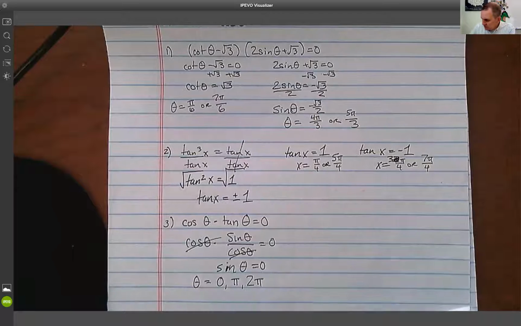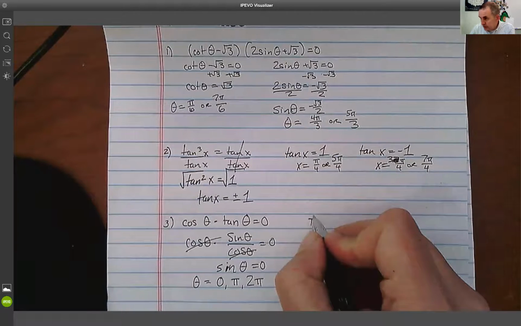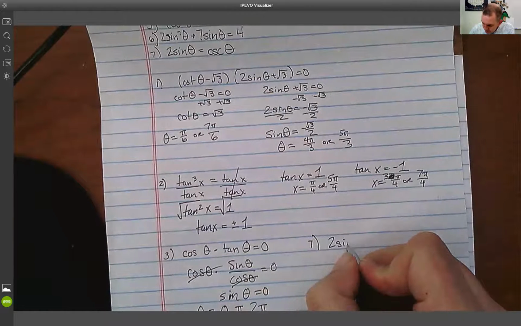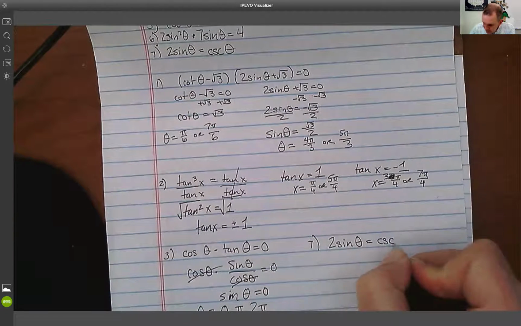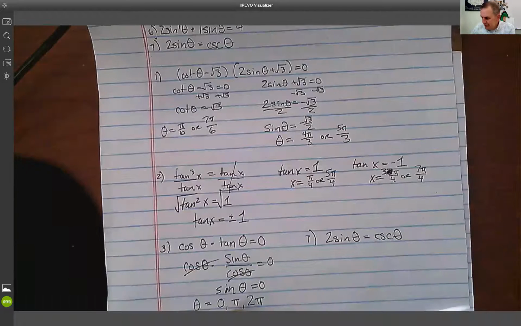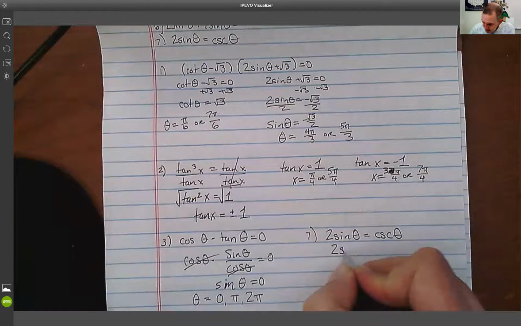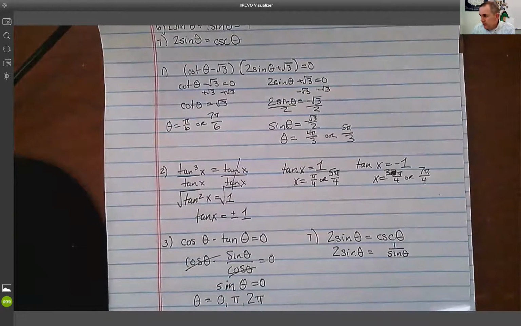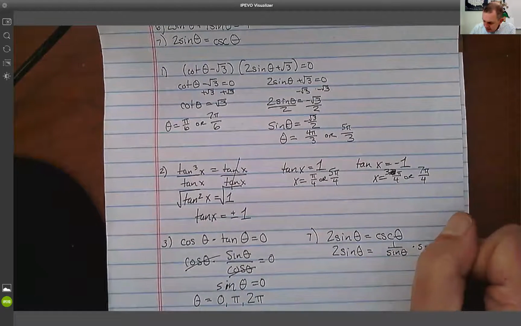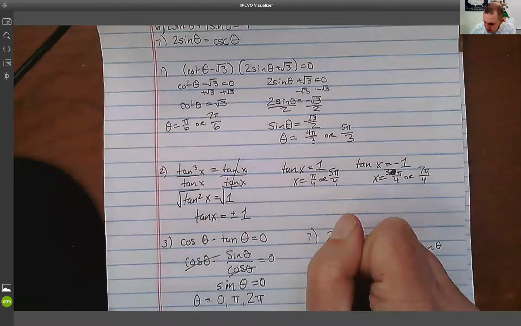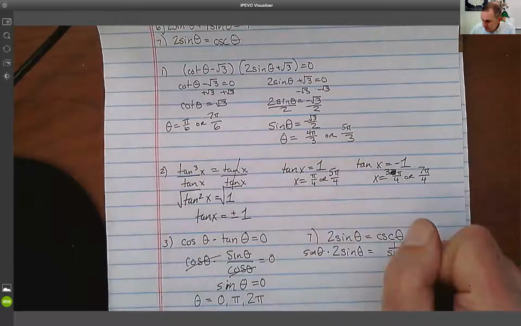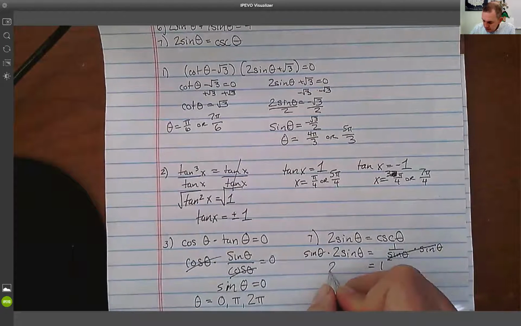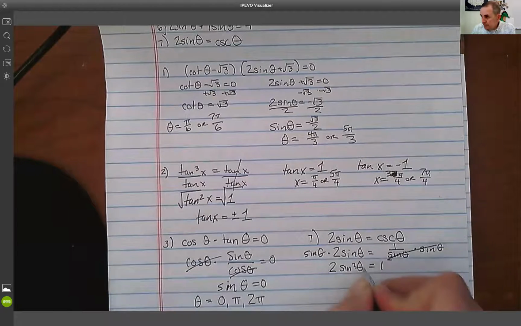Next, I'm going to jump to 7 because 7 is very similar to this one. So 7 is 2 sine theta equals cosecant theta. I'm going to use an identity here. So I'm going to say 2 sine theta equals 1 over sine theta. To get rid of the sine theta in the denominator, I'm going to multiply it. What's going to happen is the right side is going to cross off, become 1. The left side is going to become 2 sine squared theta.